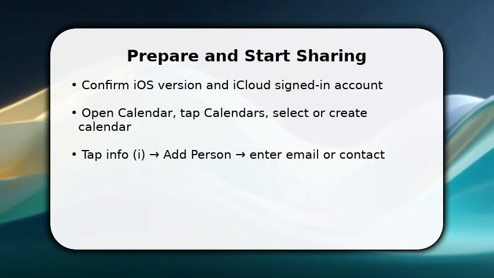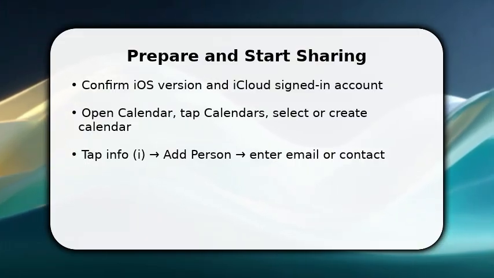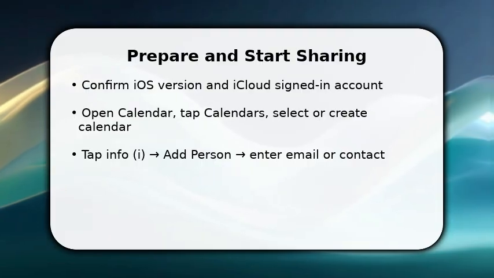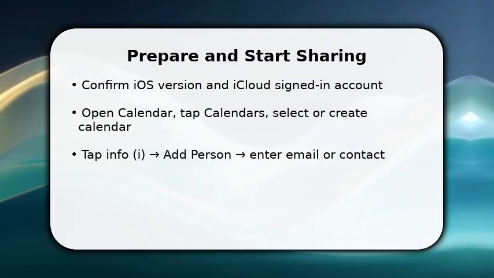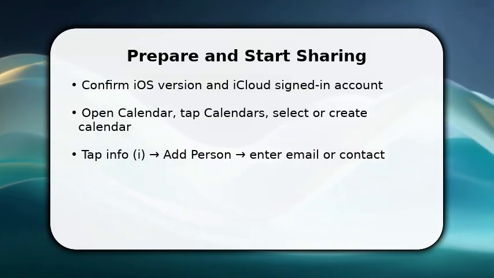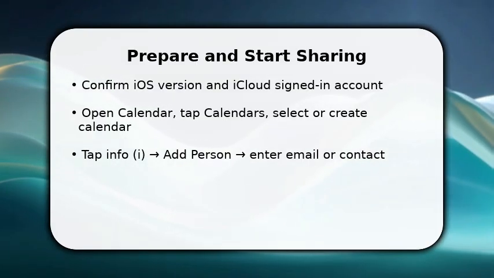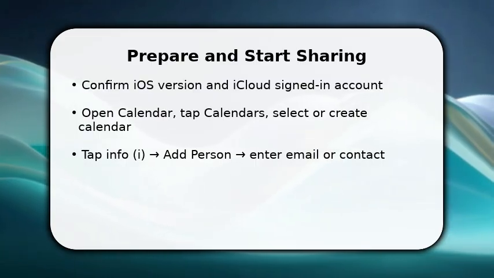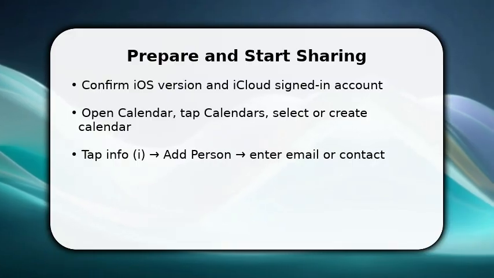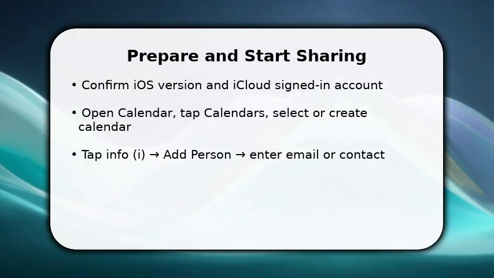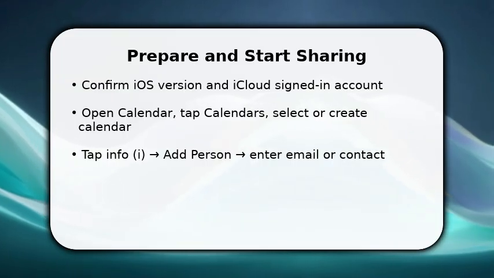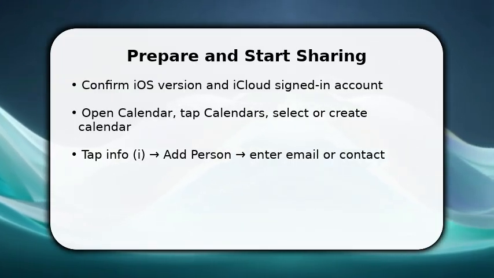You begin by confirming iCloud is active, and both you and recipients use compatible iOS versions. This avoids sync errors. Now open Calendar and pick an existing calendar or create a new one dedicated to sharing. Tap the info button next to that calendar, then choose Add Person and type an email or pick a contact. This invites them. The system uses iCloud to sync events across devices, so invitations attach permission settings automatically once accepted.